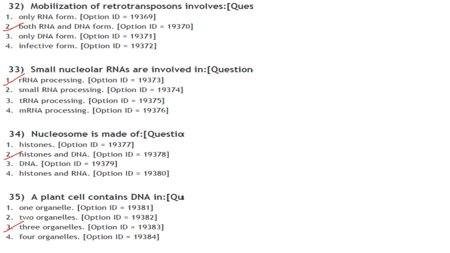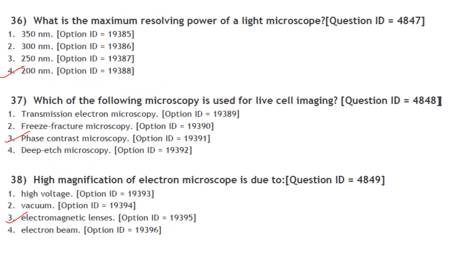Answer is option 2. A plant cell contains DNA in. So in a plant cell, DNA is present in 3 organelles: nucleus, chloroplast and mitochondria. What is the maximum resolving power of a light microscope? It is 200 nanometers. Answer is option 4.